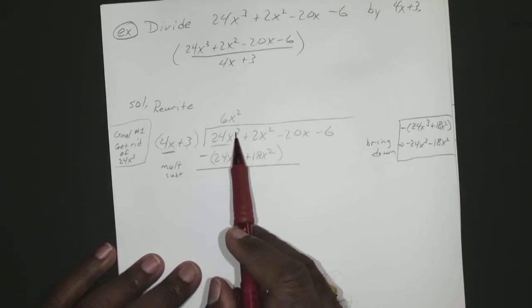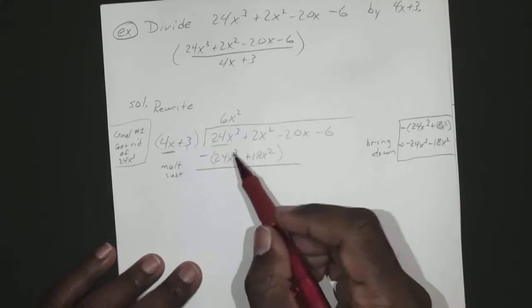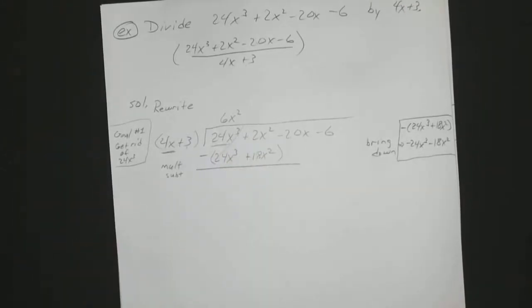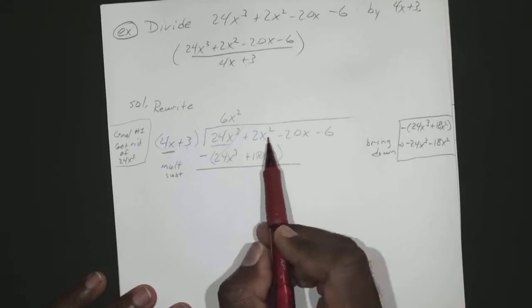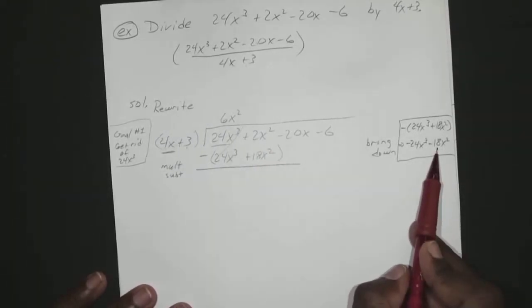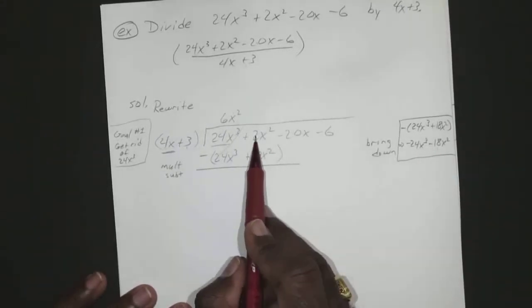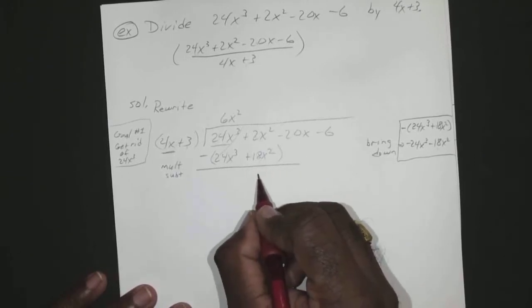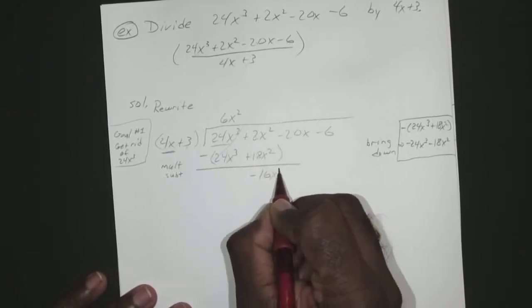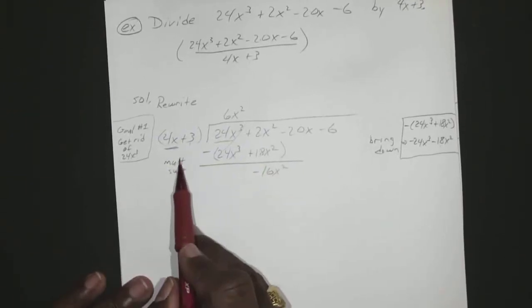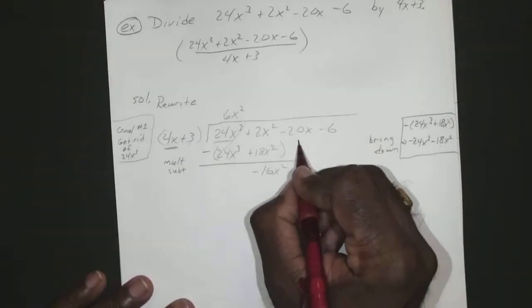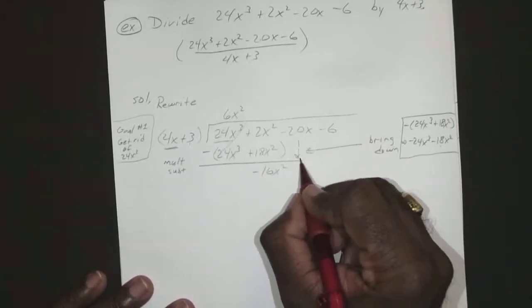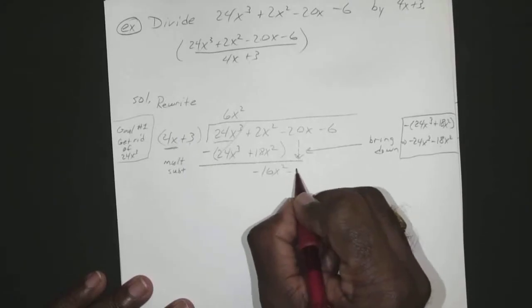Okay, so 24x to the third minus 24x to the third is 0, so that disappears just like we wanted. You always want that first one to disappear. Okay, so 2x squared, remember that becomes minus 18x squared. So 2x squared minus 18x squared is negative 16x squared. Okay, so we multiply, we subtract, now we just bring down. So our minus 20x.